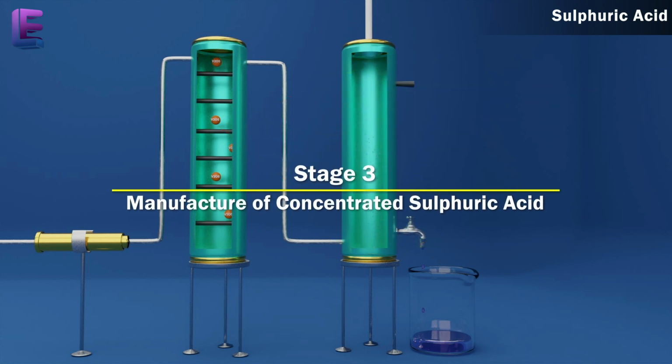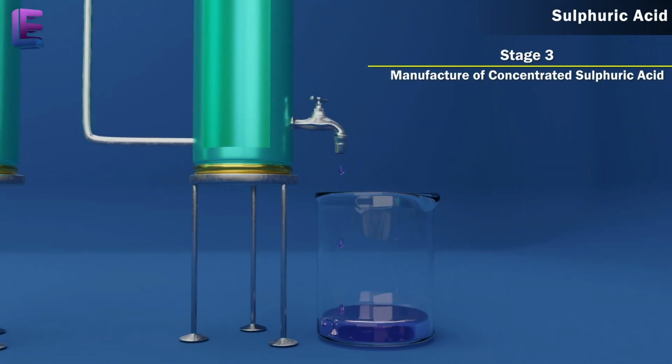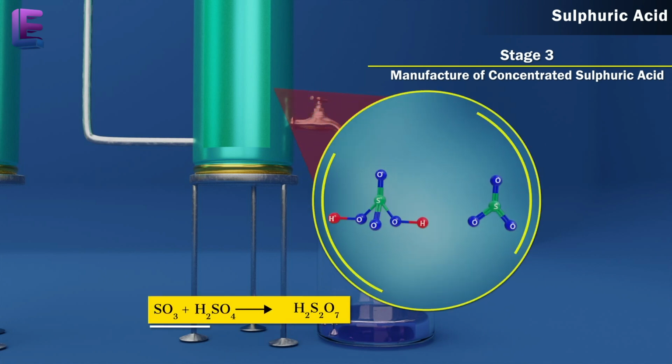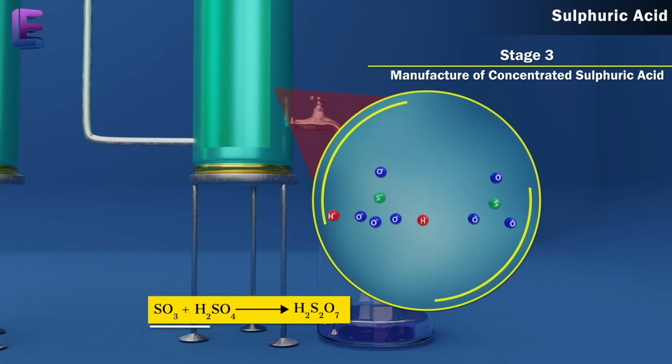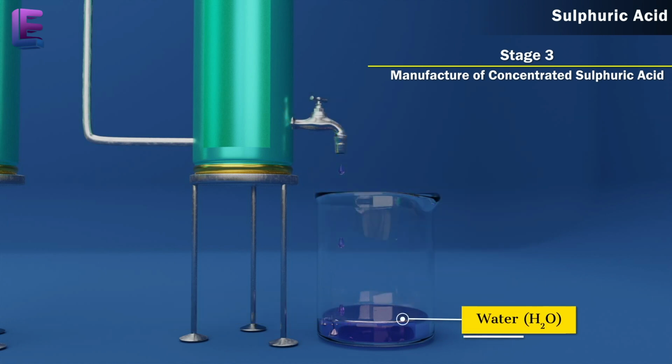Stage 3. Manufacture of concentrated sulfuric acid. Absorption of SO3 in H2SO4 to give oleum. SO3 plus H2SO4 gives rise to H2S2O7. Dilution of oleum with water gives H2SO4 of the desired concentration.